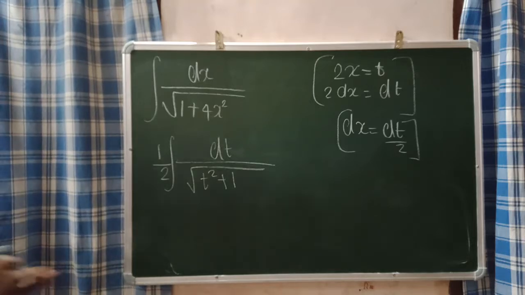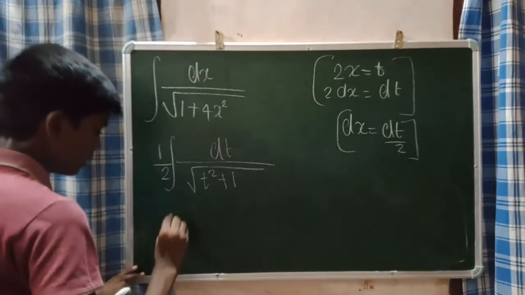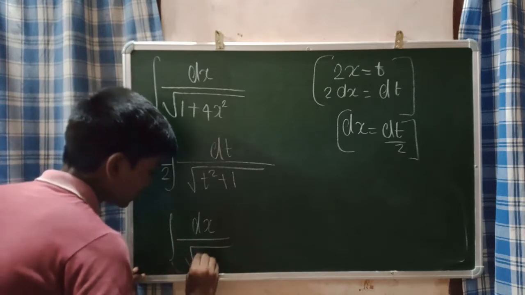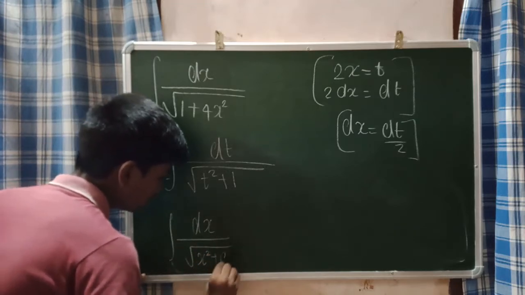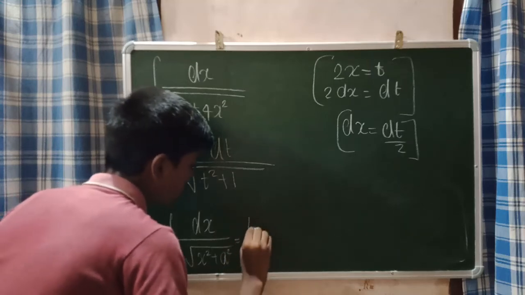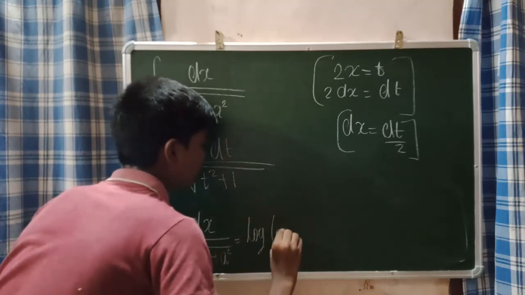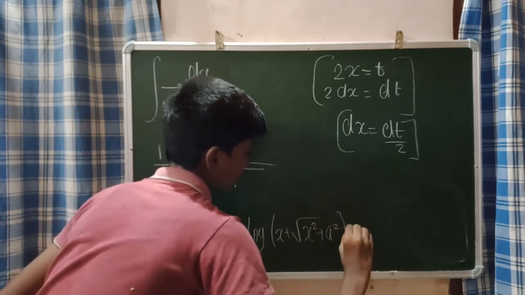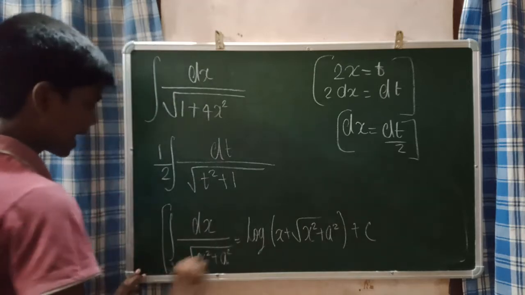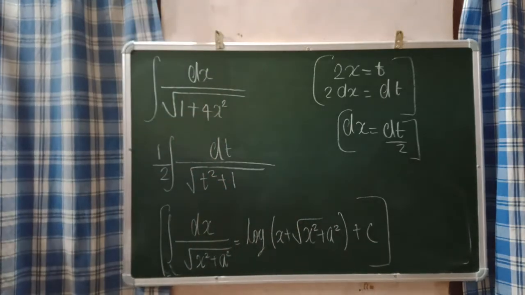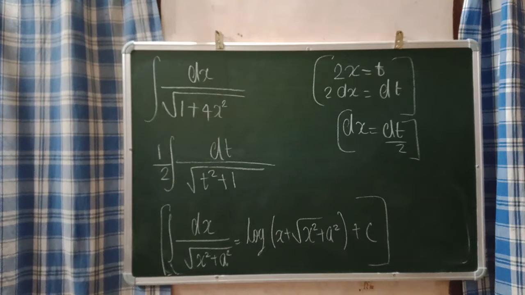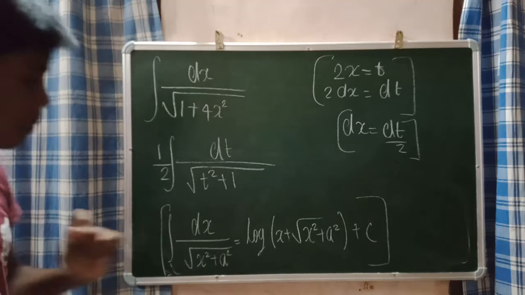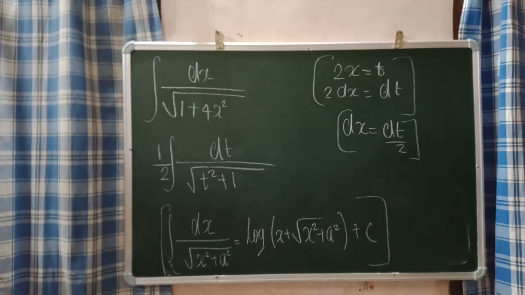So what standard integration formula I am going to use, guys, it's important: integral of dx divided by root of x square plus a square is equal to log of x plus root of x square plus a square plus some constant. This is a standard integration that I am going to use now.